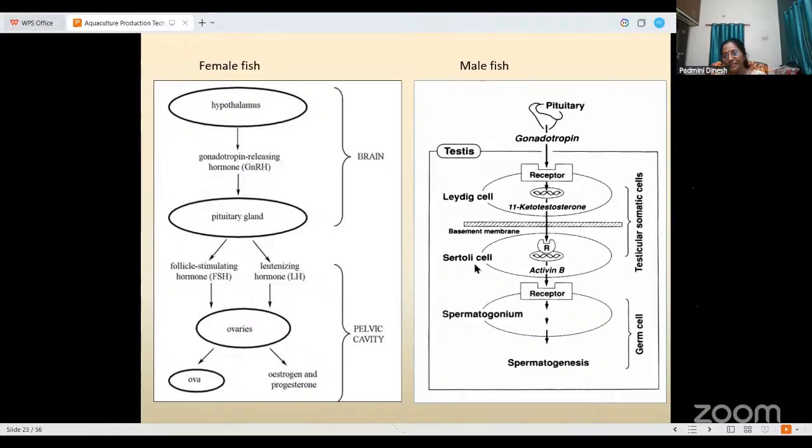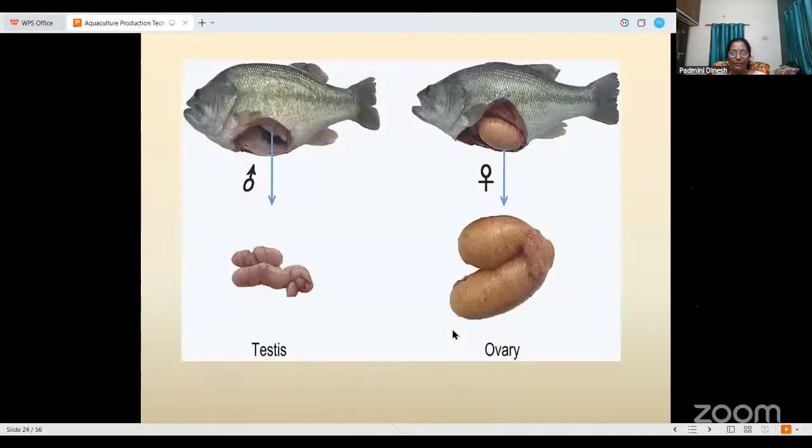The function of a Sertoli cell is to give nutrition to the developing sperms. So that is the function of a Sertoli cell. Two important cells in the testis: Leydig cells and Sertoli cells. Leydig cells induce testosterone, the male character. Sertoli cells take care of and nourish the development of the sperms. That is the importance of the Sertoli cell, which gives rise to spermatogonia, and then spermatogenesis occurs there.